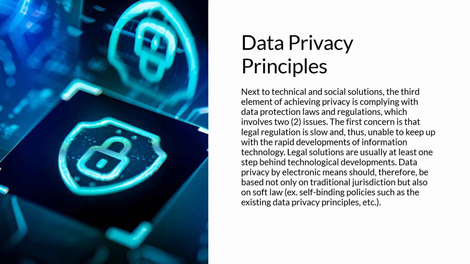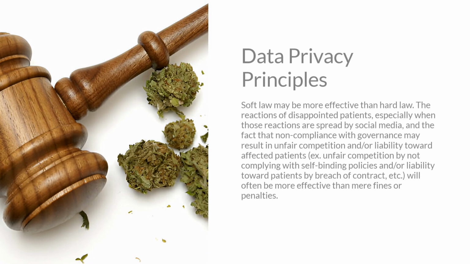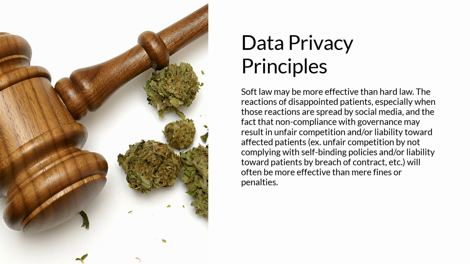Next to technical and social solutions, the third element of achieving privacy is complying with data protection laws and regulations, which involves two issues. The first concern is that legal regulation is slow and thus unable to keep up with the rapid developments of information technology. Legal solutions are usually at least one step behind technological developments. Data privacy by electronic means should therefore be based not only on traditional jurisdiction but also on soft law, for example, self-binding policies such as the existing data privacy principles, etc. Soft law may be more effective than hard law.